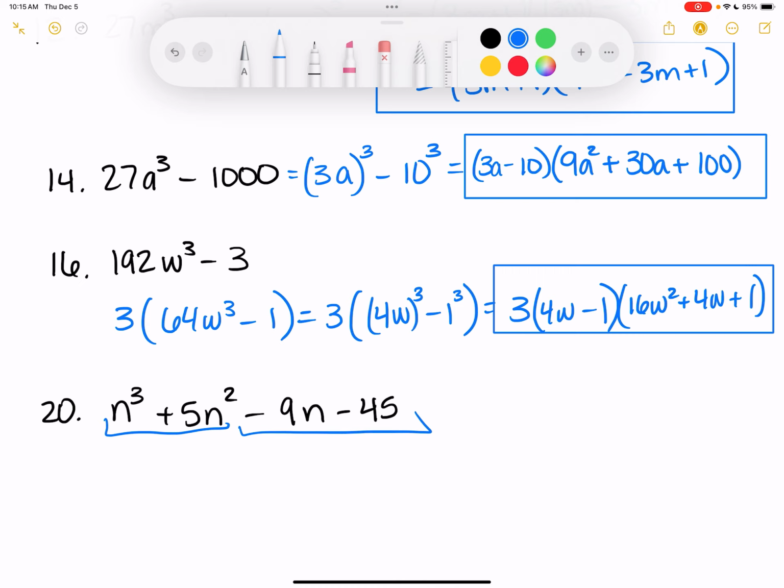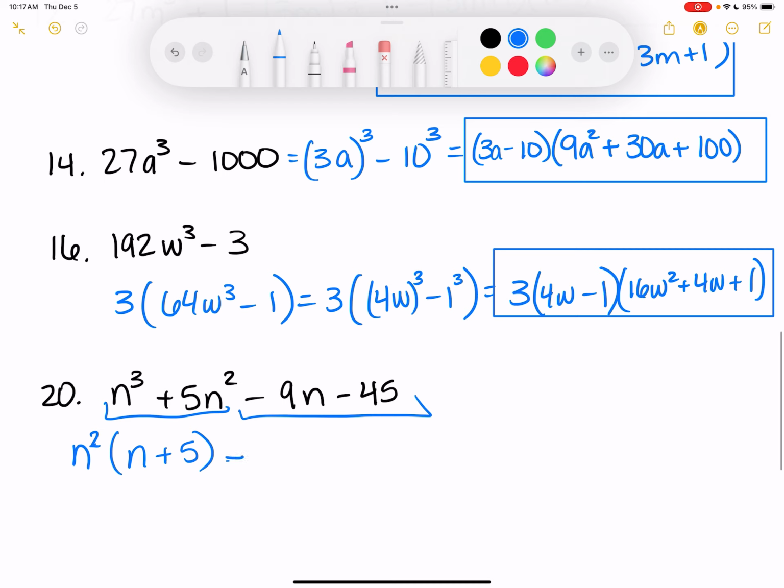So what can I take out of these first two? Specifically an n squared. So then I'm left with n plus 5 here. And anytime we're doing factor by grouping, what's in those parentheses should match, even though these have higher powered terms. It works the same way as normal factoring. So what am I taking out of this one? -9. And that leaves me with n plus 5. So these two parentheses match.